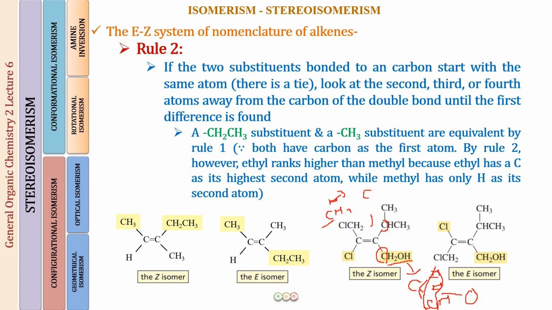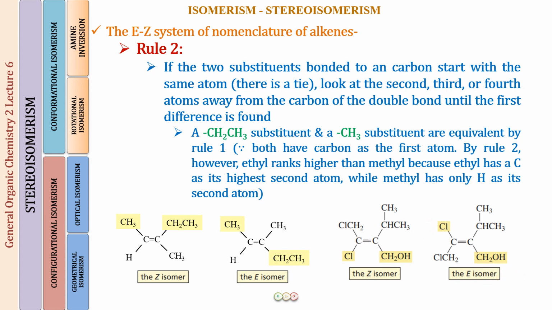All the three groups that were attached to the carbon, we are seeing the second atom. Okay, and whichever is going to be of a higher atomic number, that group we will choose as the high priority group. So out of these now, chlorine and CH2OH are of higher priority. They are on the same side. So this is going to be the Z isomer and this is going to be the E isomer.